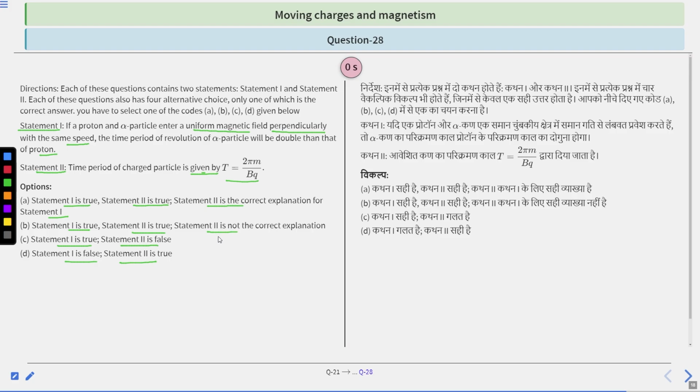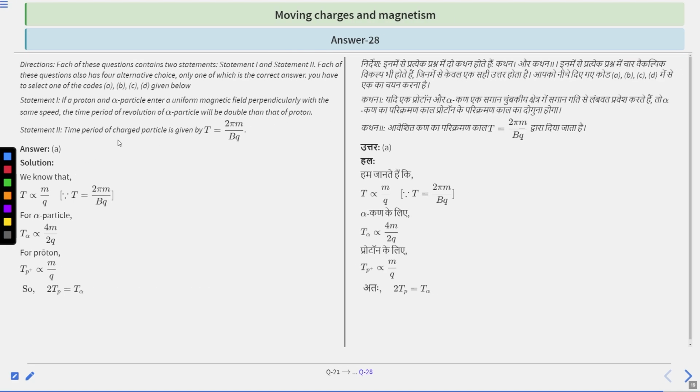Let's find a solution. This is the time period of the charged particle which is given in statement second, and statement first is: proton and alpha particle enter a uniform magnetic field perpendicularly with the same speed, and the time period of revolution of alpha particle will be double that of proton. We know that time period is directly proportional to m by q, and the formula of time period is T equal to 2πm divided by Bq. This is the formula of time period.